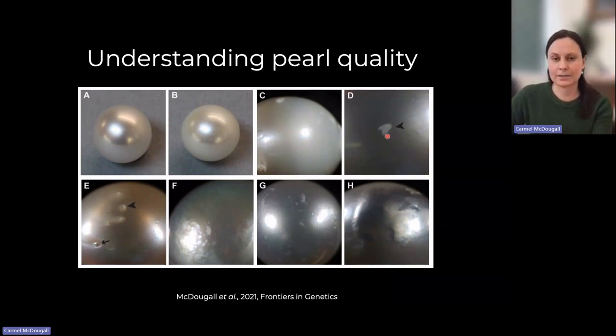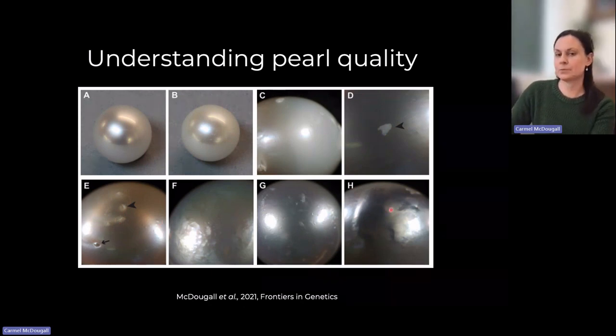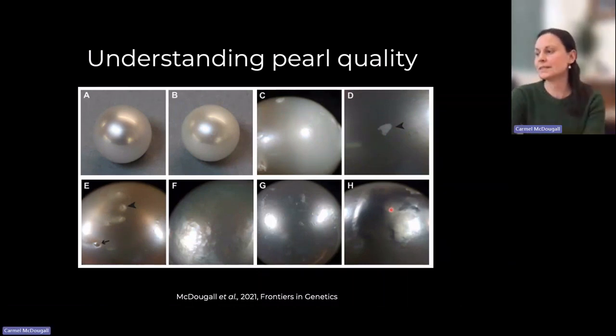And work done by geochemists has actually showed us that this kind of cloudiness comes from the formation of another polymorph of calcium carbonate, which is called vaterite. So that's an interesting one. And I won't go into all these different defects in the bottom, but you can see we have different surface defects as well. And so what we did, we're interested in understanding what might be causing these different defects.